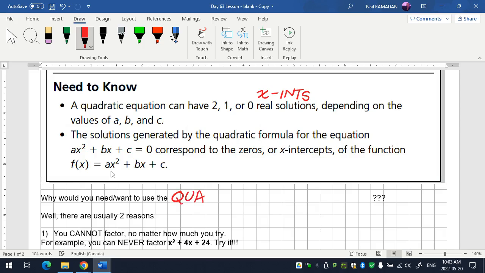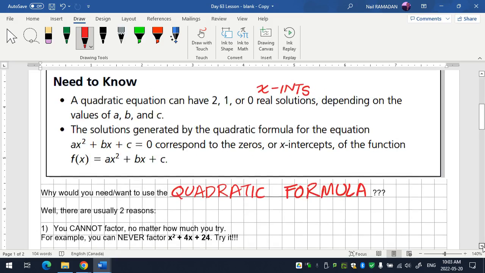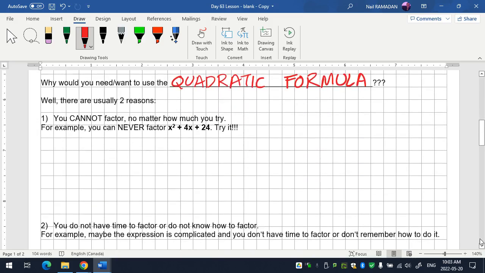So why would you want to use the quadratic formula? There are usually two reasons. Number one, you cannot factor. You can try everything and it's not going to work. For example, let's try factoring this.